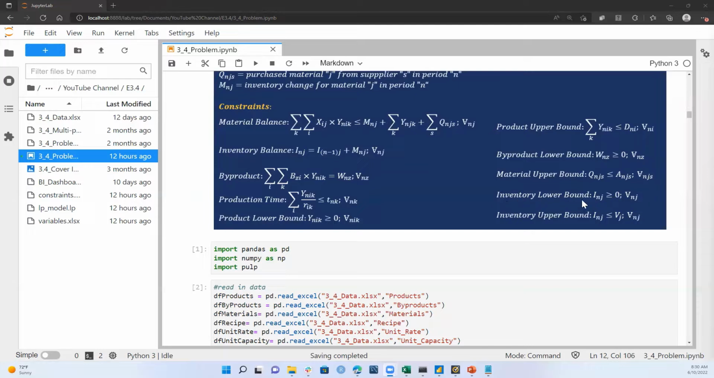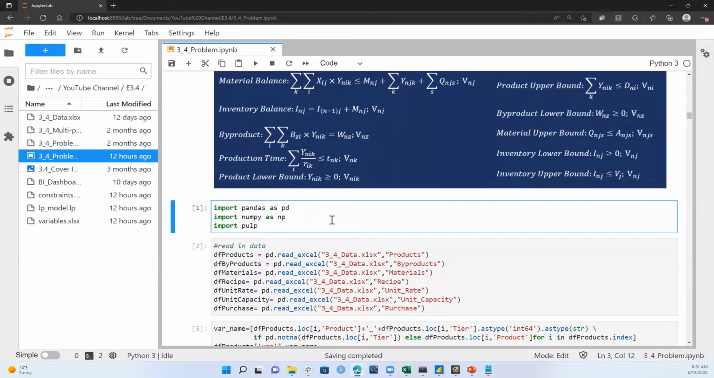Our inventory lower bound. We have tanks that contain inventory. So we know that I sub NJ, the amount of inventory J in period N, has to be greater than or equal to 0. Obviously, we can't have a negative inventory. And we'll do that for all N, J. And finally, our inventory upper bound, which is I sub NJ has to be less than or equal to V sub J for all N, J. So we can never build or purchase more material to put in a tank than we have room for. We are constrained by V sub J.